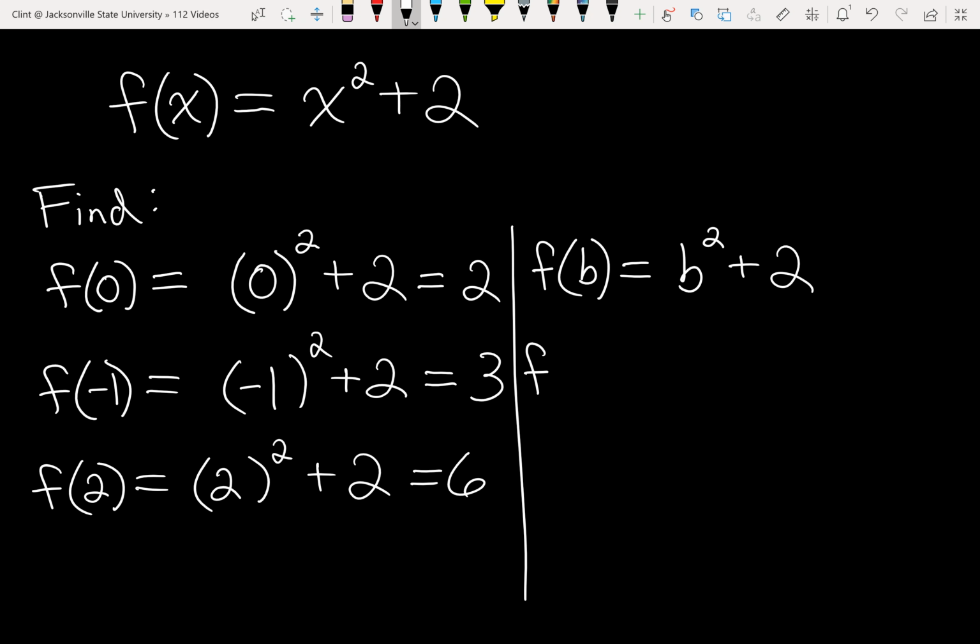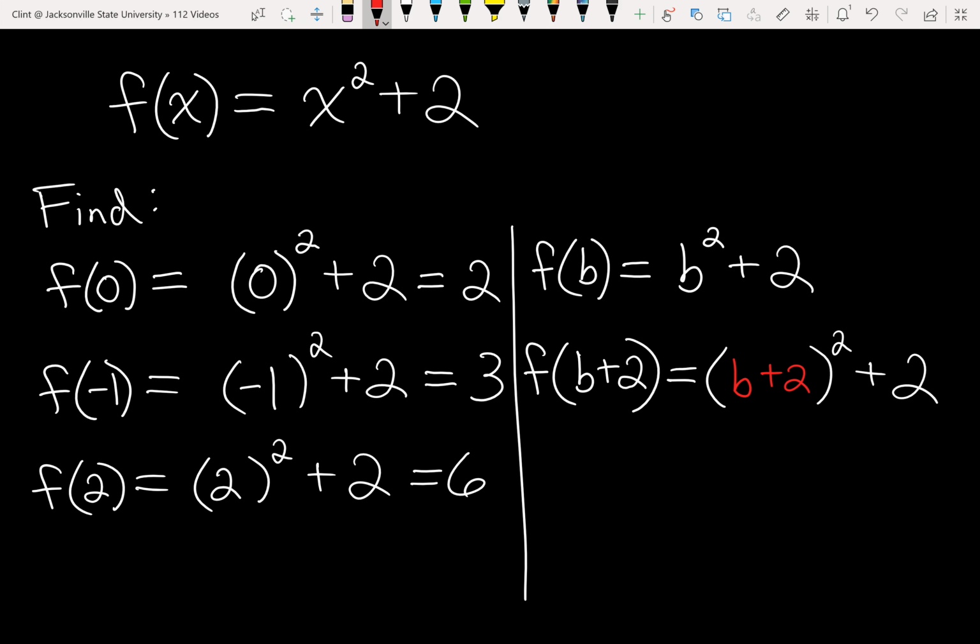You may see something like this where it says f of, instead of just b, you could have a mix, so we could have b plus 2 in here. Well, that's no big deal. Just do it the same way we did the others. Put parentheses where the x was. So there's our function with parentheses where the x was. And then you just fill in whatever it is that you're evaluating. So here we've got b plus 2. I didn't mean to write that red. Let's change it back to white. So b plus 2.